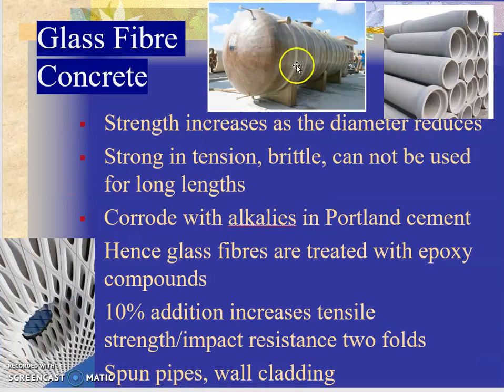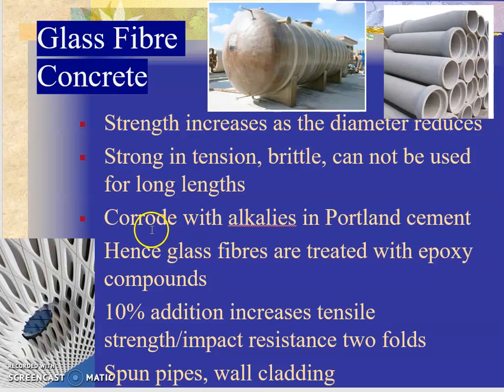Now, this is what is a pressure vessel. In this case, this is made out of glass fiber concrete. What is glass fiber concrete? Instead of steel fibers, you are going to use fibers which are made out of glass. Now, surprisingly, the strength increases as the diameter reduces. As it becomes more and more slender, the strength of glass fiber increases. It's extremely strong in tension, it is brittle, it can break, and this is why it cannot be used for long lengths.